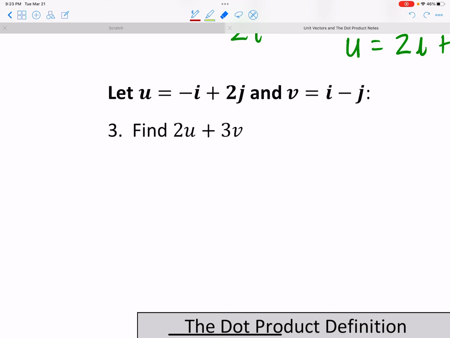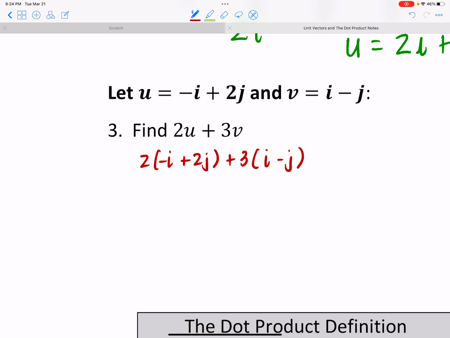So 2 times u would be 2 times the negative 1 plus 2j, and then I'm going to add 3 times v, which over here is... I can't even read. This is negative i plus 2j, and then 3 times v, which is i minus j. So again, the same way I can just multiply in the components, I'm multiplying here. I'm just multiplying the coefficients of i and j, which are the components of my component form.